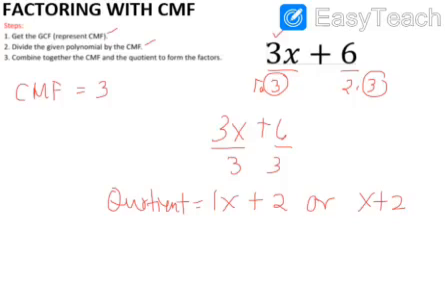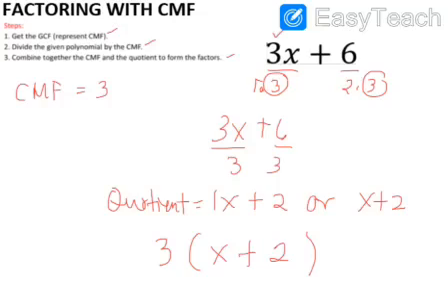So we can proceed with step 3. Our step 3 is just to combine the CMF and the quotient to form the factors. So how to do that? All we need to do is to write first the CMF, followed by a parenthesis, and inside the parenthesis is our quotient, x plus 2. And that's it. That will be the factored form of the given polynomial.